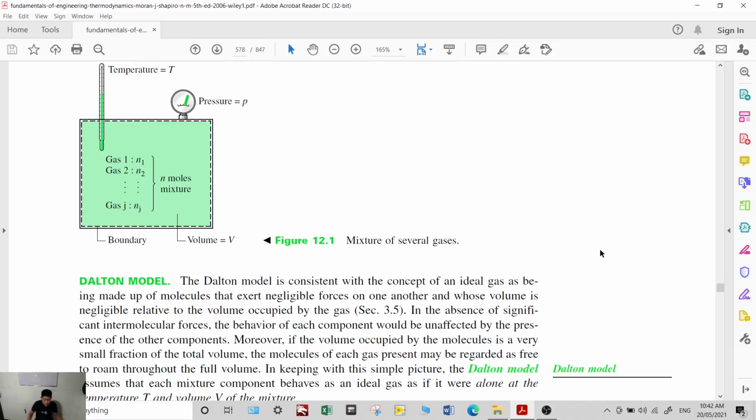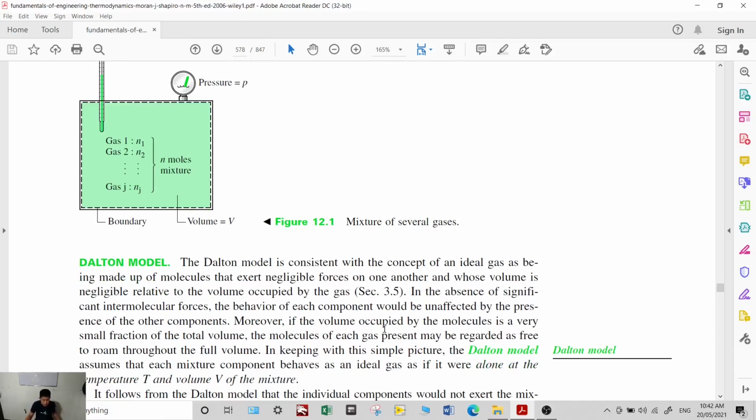First, the Dalton model assumes that each mixture component behaves as an ideal gas. For example, we have two components, gas 1 and gas 2. Using the Dalton model, it assumes that every component behaves as an ideal gas. So the ideal gas equation can be applied as if it were alone at the temperature and volume of the mixture. The important phrase here is, as if it were alone.